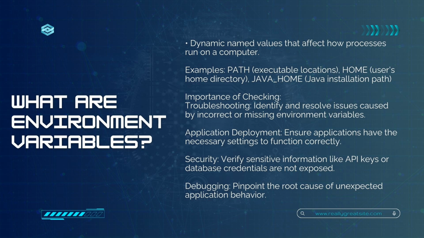Importance of checking. Troubleshooting: identify and resolve issues caused by incorrect or missing environment variables. Application deployment: ensure applications have the necessary settings to function correctly. For security, it verifies that sensitive information like API keys or database credentials is not exposed. And the last one is debugging: pinpoint the root cause of unexpected application behavior. So these are the processes on how to check and how to make your environment variables safe.